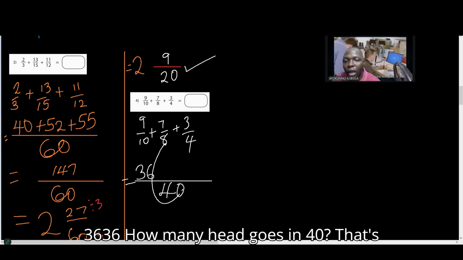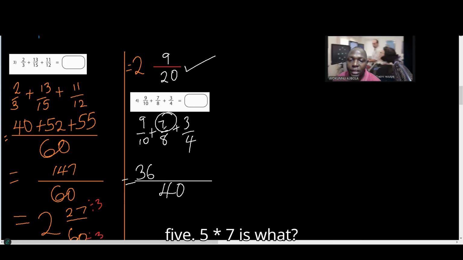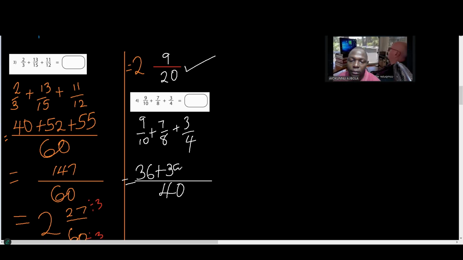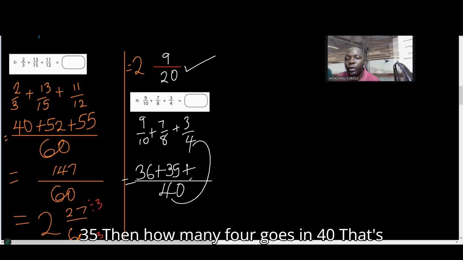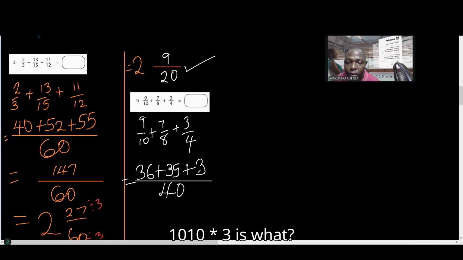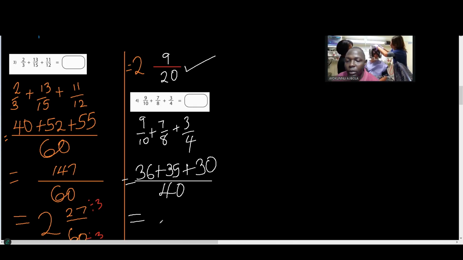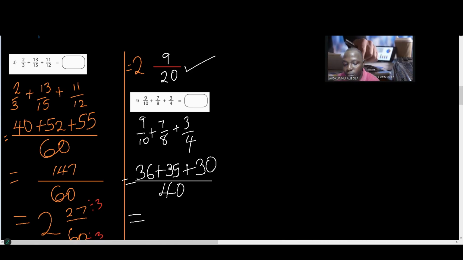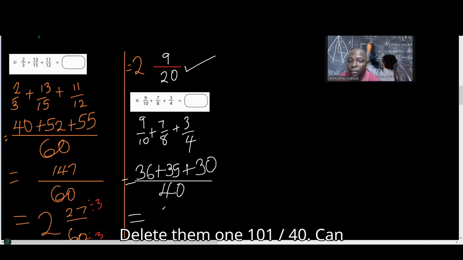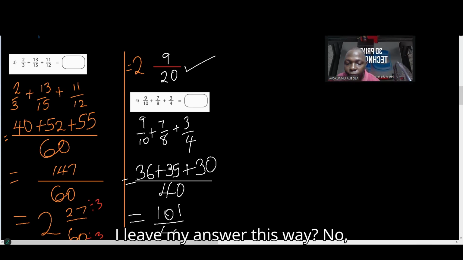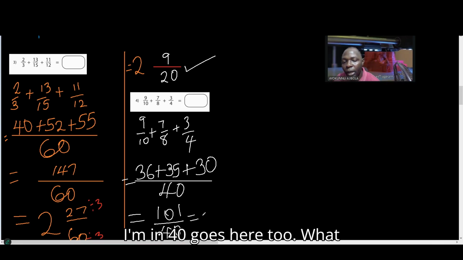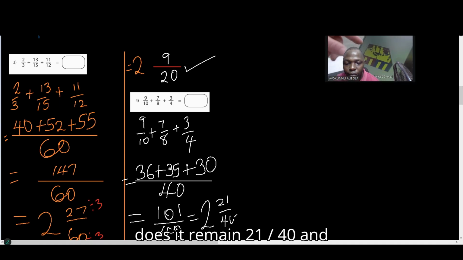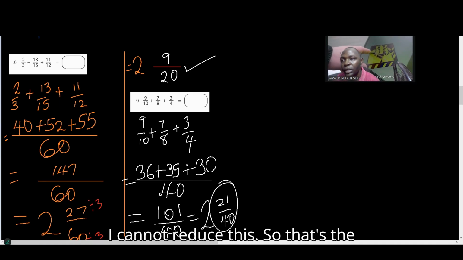4 times 9? 36. How many 8 goes in 40? That's 5. 5 times 7 is what? 35. Then how many 4 goes in 40? That's 10. 10 times 3 is what? 30. Now add the 3 numbers together and tell me your answer. 101 over 40. Can I leave my answer this way? No. How many 40 goes there? 2. What remains? 21 over 40. And I cannot reduce this, so that's the answer.